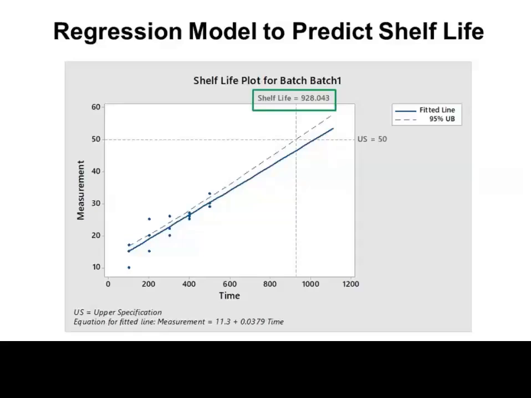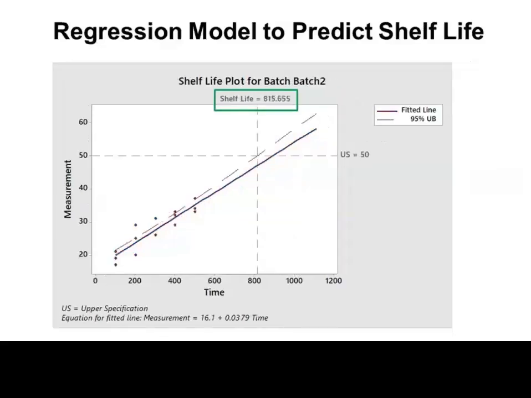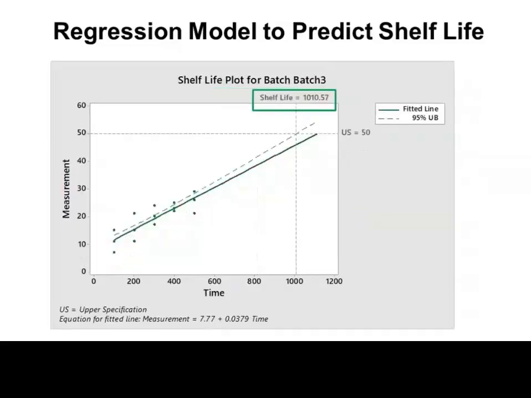And so you're going to get these shelf life estimates for each batch. So this is batch 1. It predicted 928. Batch 2 had, sorry, not a steeper slope, but it started higher. We'll see this in a minute. Slopes were the same, basically. This shelf life is 815, much earlier. And then batch 3 is 1010. That was the best one.